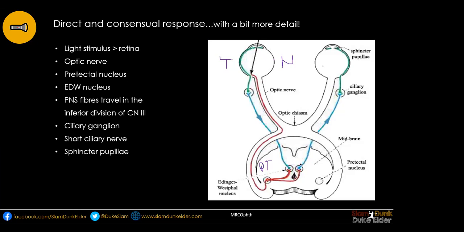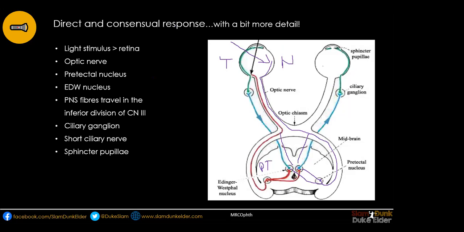From there, the parasympathetic fibers travel in the inferior division of cranial nerve 3, synapse in the ciliary ganglion, and innervate the sphincter pupillae. Now, as a worked example, if you think about the light response coming to the nasal retinal field, it's going to travel all the way down. It's going to decussate in the optic chiasm. Similarly, it will connect in the pretectal nucleus and join both Edinger-Westphal nuclei so that you get a response in both eyes. Does that make sense?